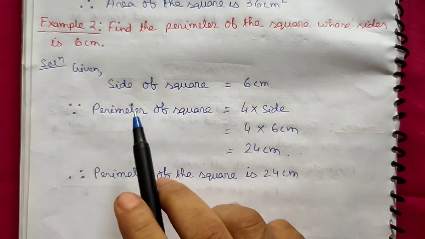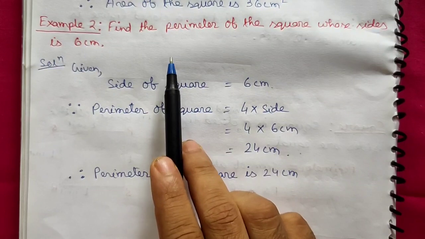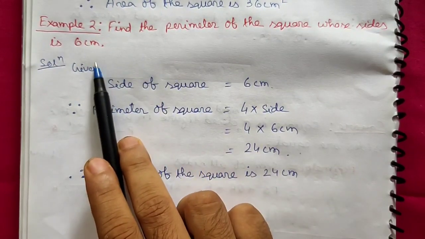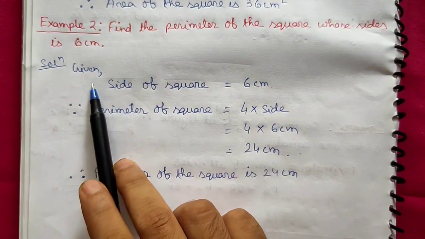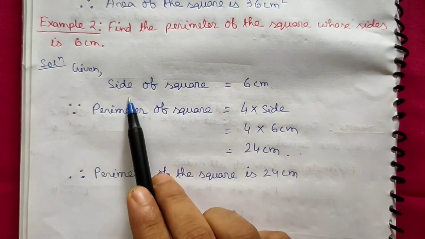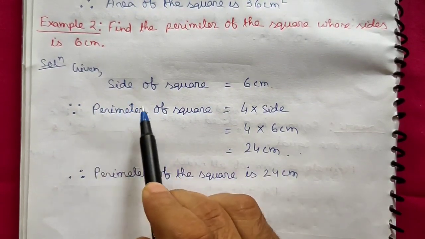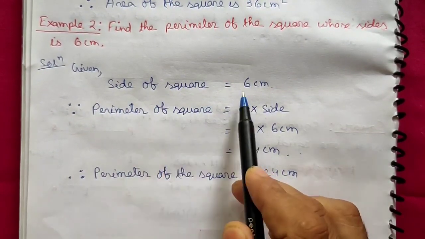Next is perimeter. Example 2. Find the perimeter of the square whose side is 6 centimeter. So first we have to write the information given in the question. Here, the side of the square is how much? 6 centimeter.